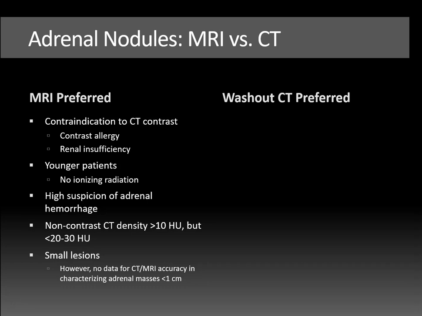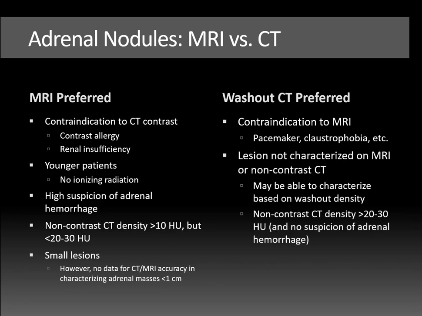evaluation. Washout CT is great for patients who have contraindications to MRI, particularly patients with pacemakers, severe claustrophobia. Also, if a lesion is not characterized on MRI or a non-contrast CT, you might be able to further characterize that based on the washout density, as I've been demonstrating. And again, if the non-contrast CT density is more than 20 or 30 Hounsfield units, and there's no real suspicion of adrenal hemorrhage, washout CT is your next best study.